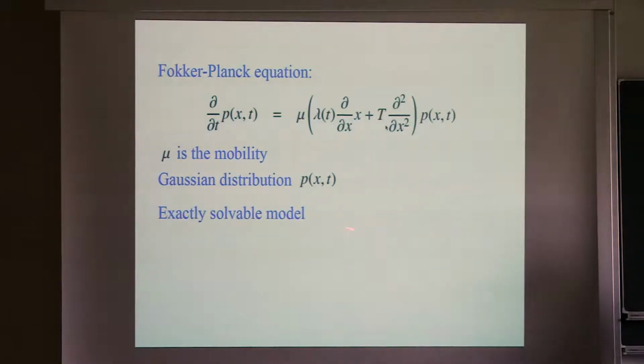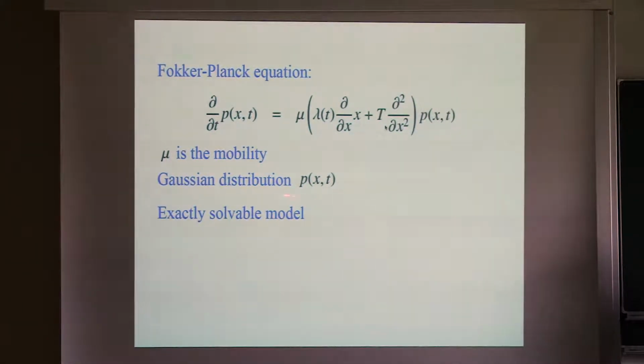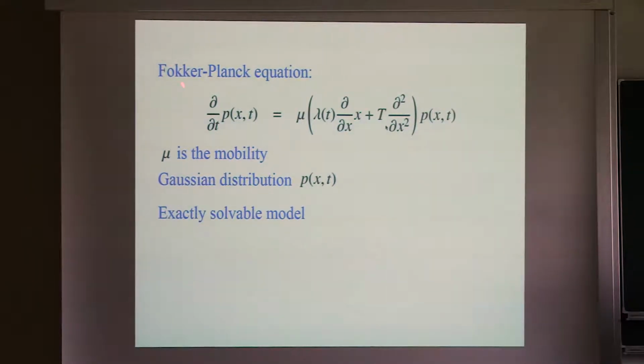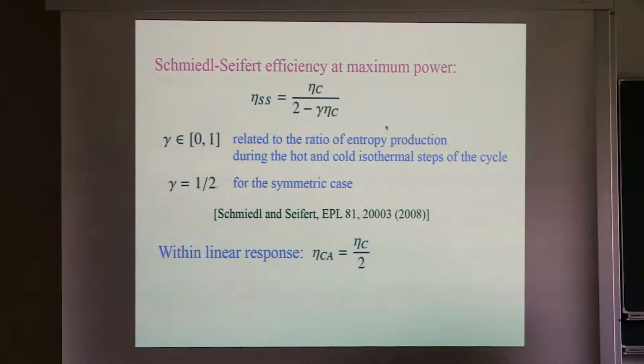And the model is interesting because it's exactly solvable. You can work out a Fokker-Planck equation. If you assume that a distribution is Gaussian at the initial time, it remains Gaussian. And then you can again perform optimization and compute efficiency at maximum power, and you get a different expression, which is known as Schmiedl-Seifert efficiency at maximum power.